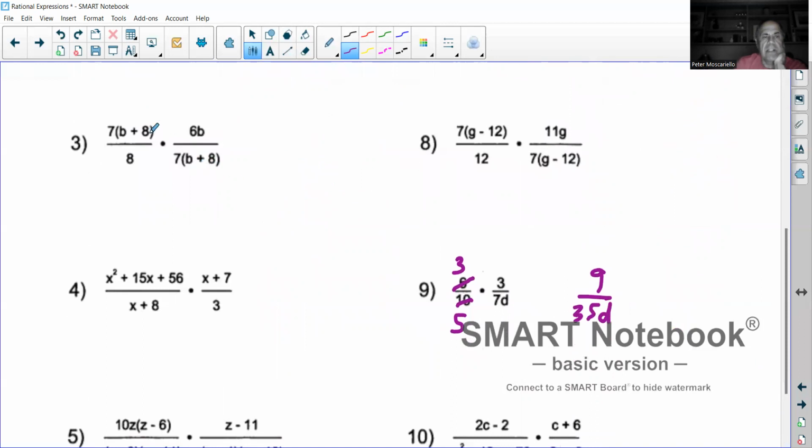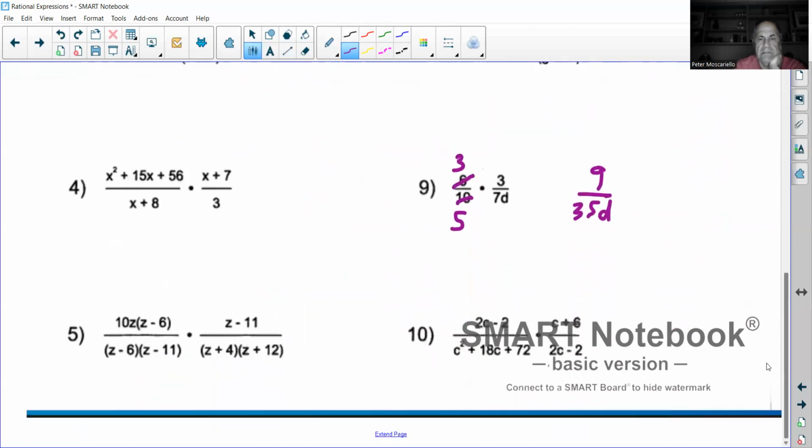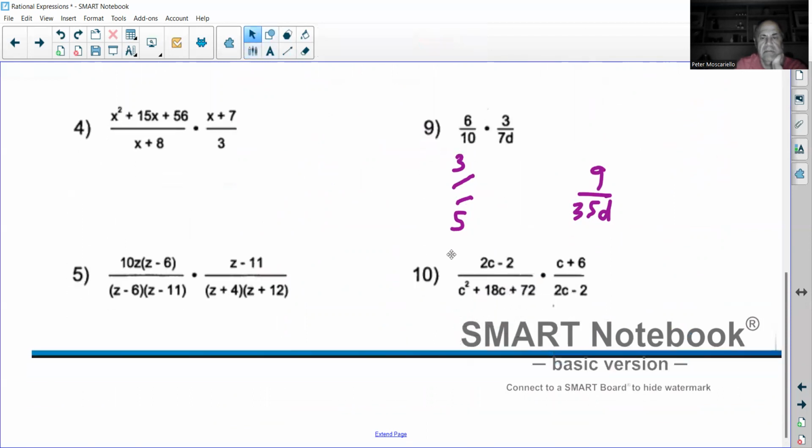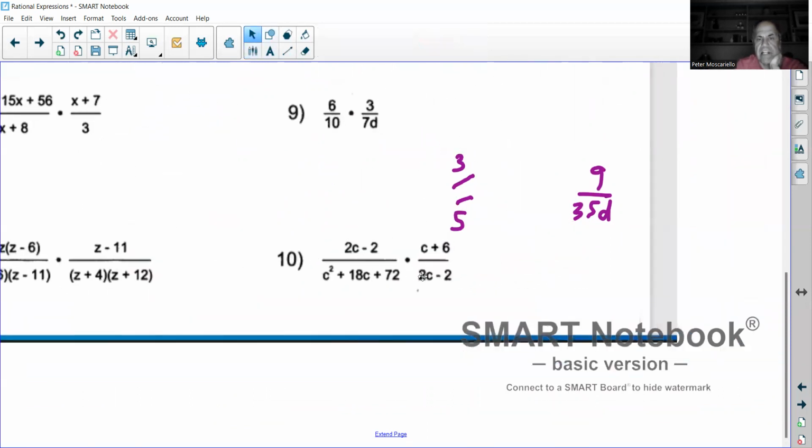One like number 3, you can cancel. Then number 4, factor and then cancel. One like number 10, factor all around and then cancel.